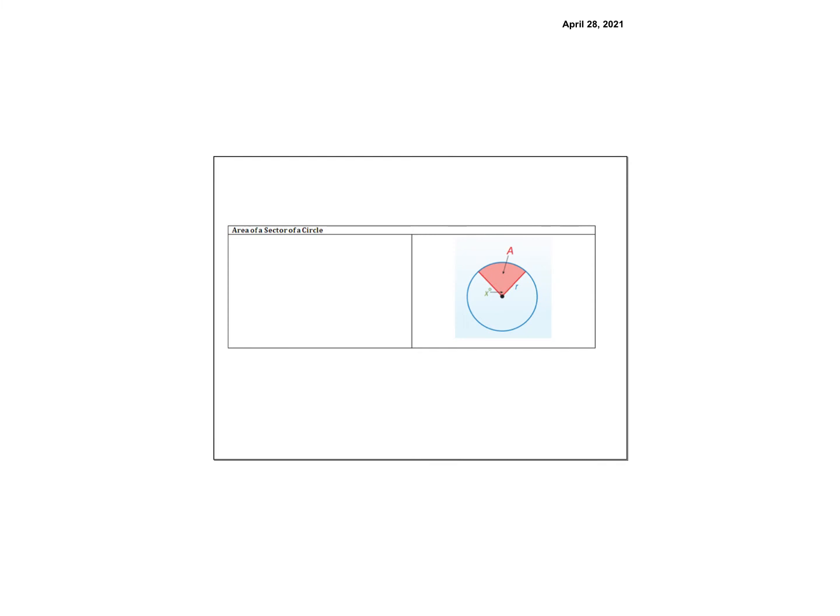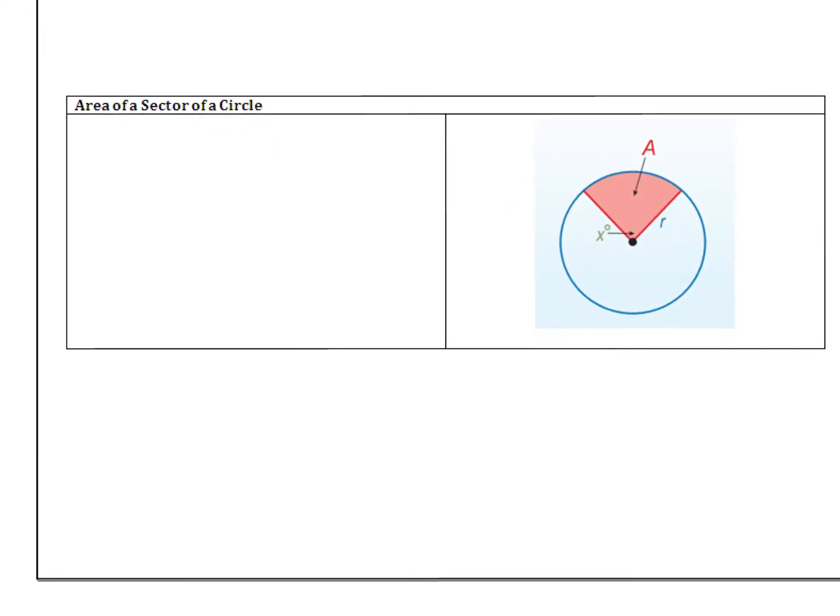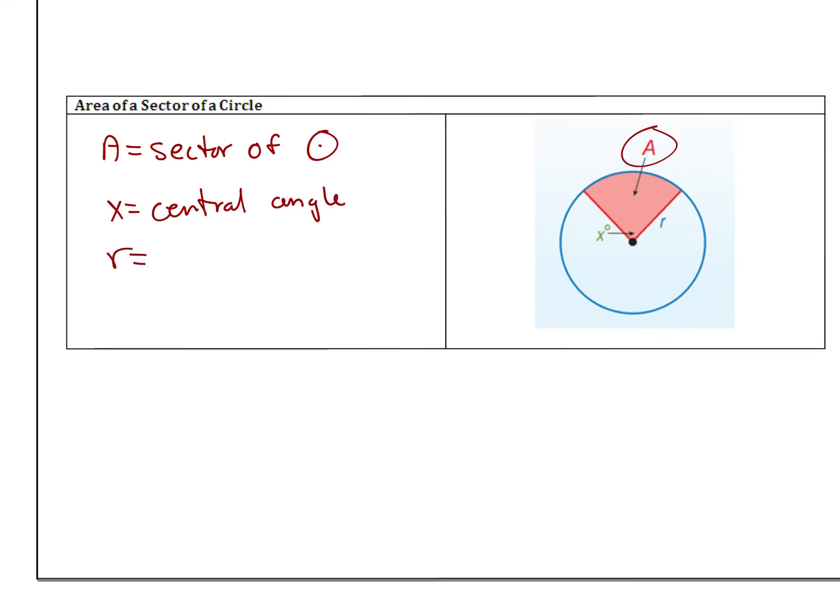So now we switch gears. Now we're looking for the sector of a circle. So we're looking for just a part of the circle. Here we're looking for the A. In this case, A represents a sector of the circle. And all you're doing is looking at, like I said, just a portion of the area. So X is your central angle, and R is going to be your radius.